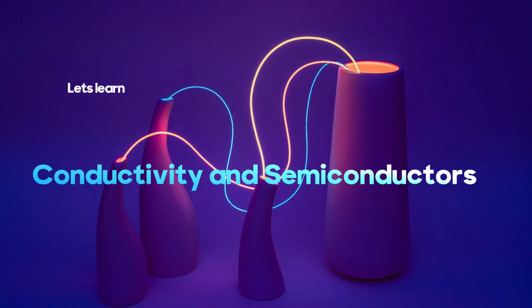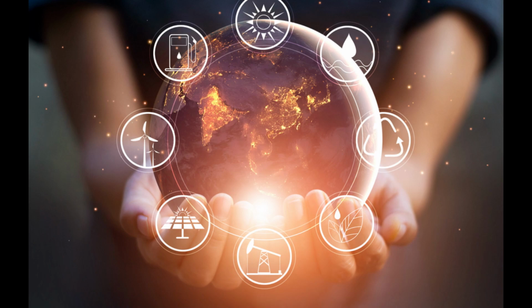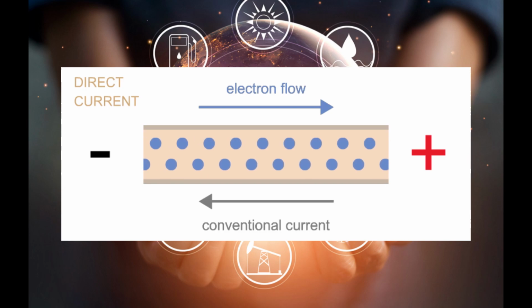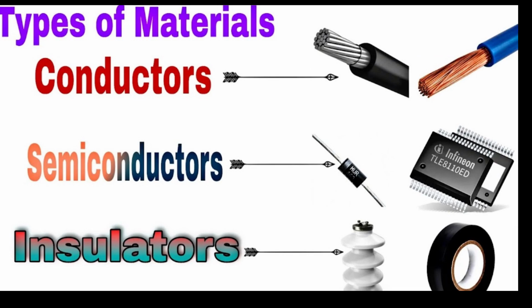Let's learn about conductivity and semiconductors. Much of our technology relies on substances that can conduct electricity, meaning that they allow the flow of an electrical current. But what is it about a material that allows it to do this? If insulators are things that do not conduct electricity, why is that the case? What are semiconductors, and where do they fit in? Let's learn all of these.